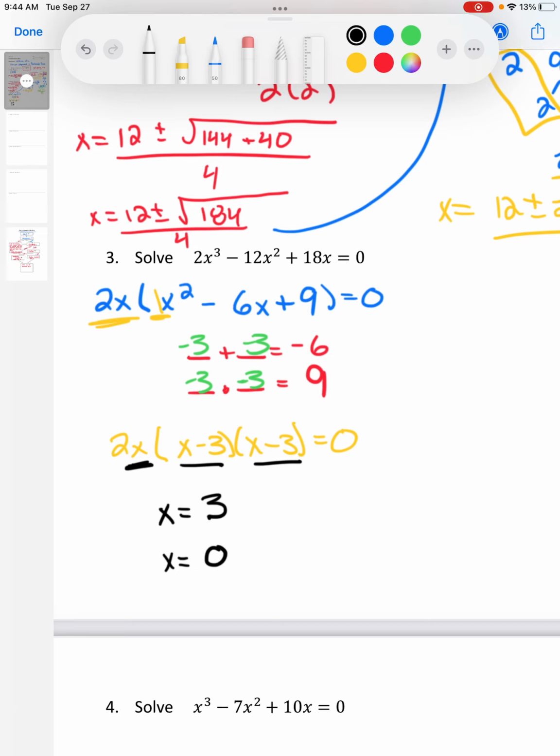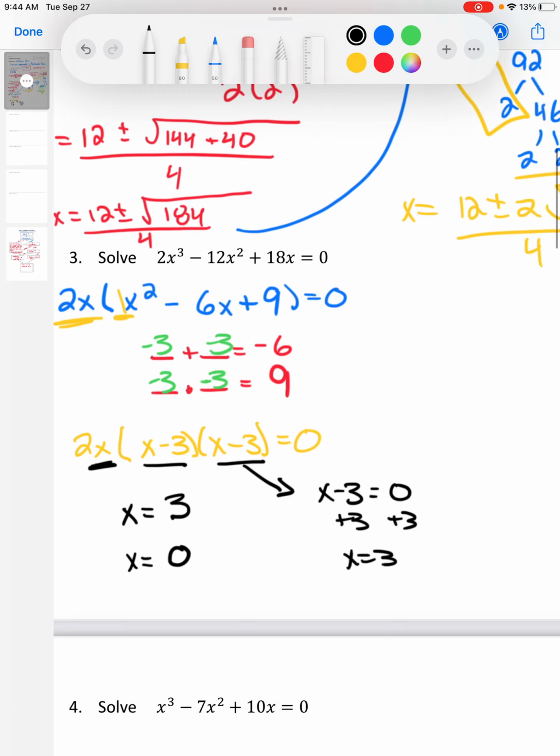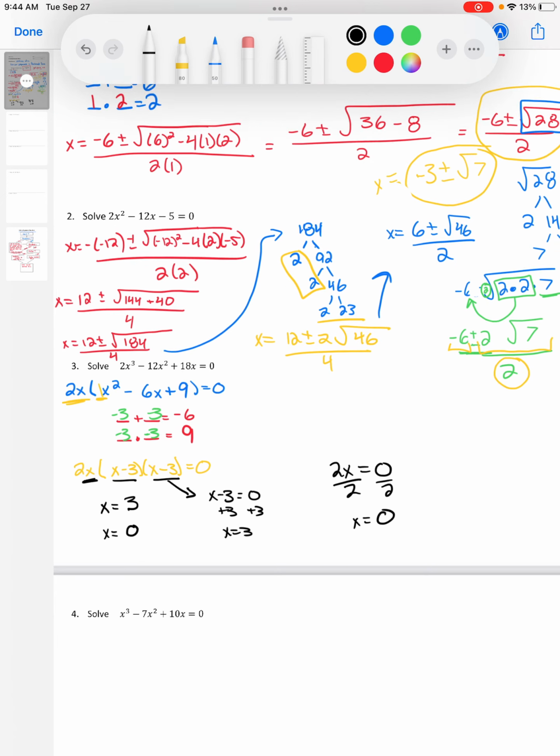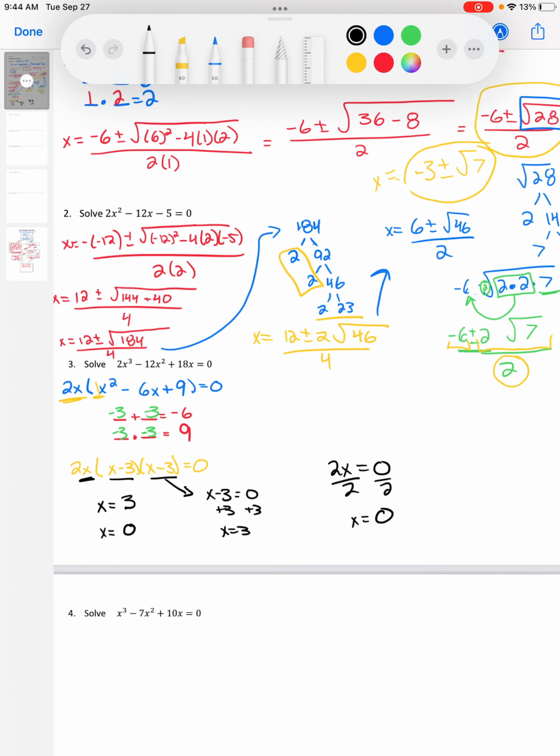Okay? So do we remember how to get solutions? We need to make each of these equal to 0. So I'm adding 3, and that's how I get x equals 3. And with 2x, putting it to 0, well, if I divide by 2, it just gives me x equals 0. So those are my two solutions, okay?